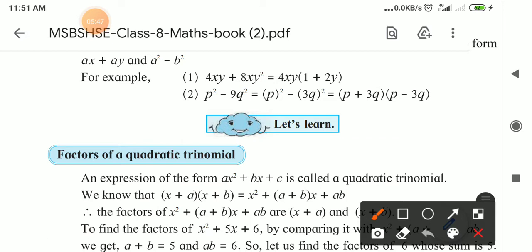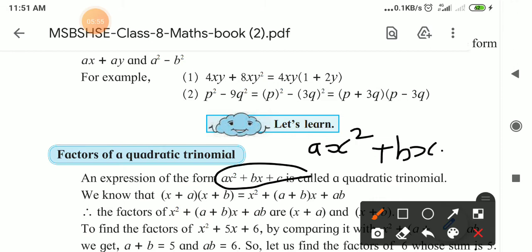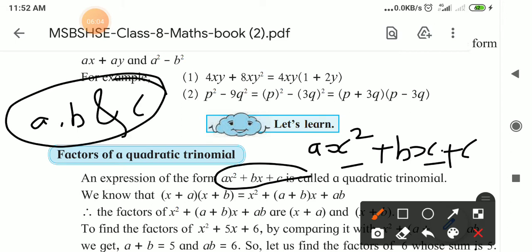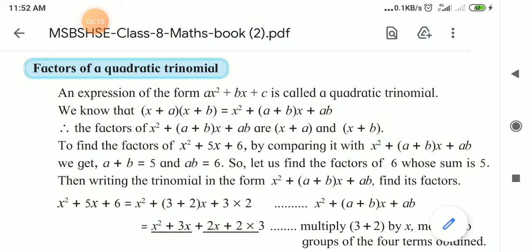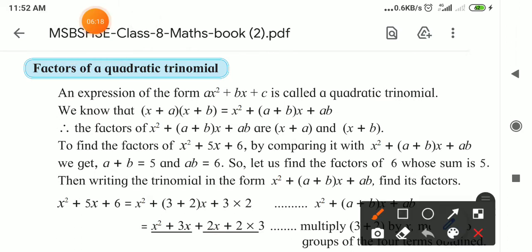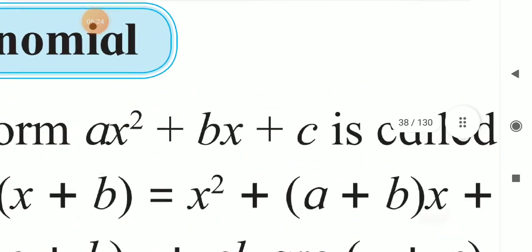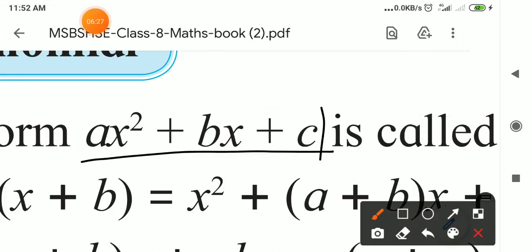Here we are going to see the expressions of one variable, and it is a trinomial: ax square plus bx plus c. Here the variable is one, that is x, and a, b and c are the constant terms, and its factorizations are given here. So let us learn. We will see an expression of the form ax square plus bx plus c.